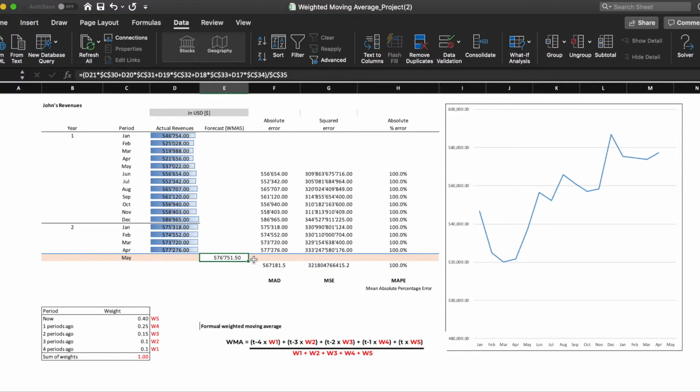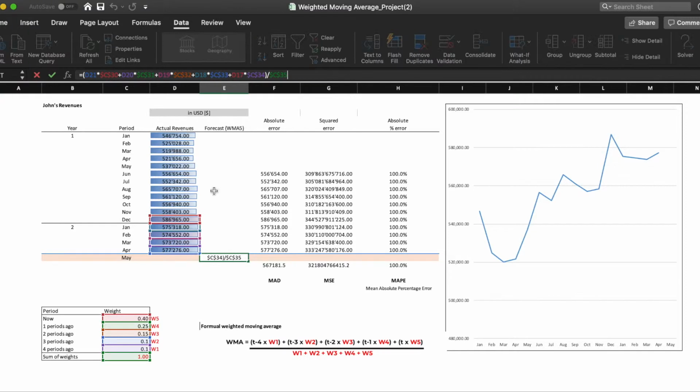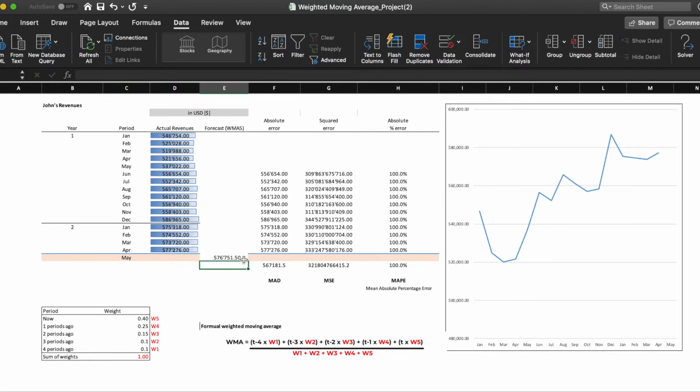To use the weighted moving average, we take the last 5 periods we have data about. We also arbitrarily assign weights to the values, allocating more importance to recent numbers. We then divide the total amount by the sum of the weights. We also make sure that the weights correspond to the correct period in the formula by fixing them with dollar signs. So, this gives us a forecast of 576,751.